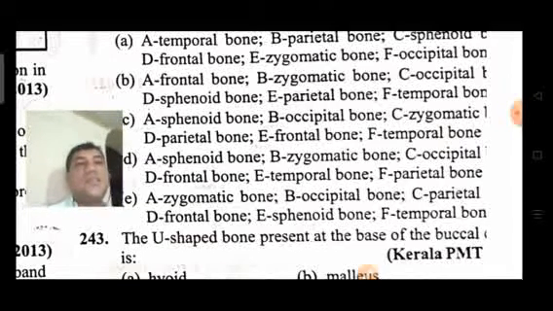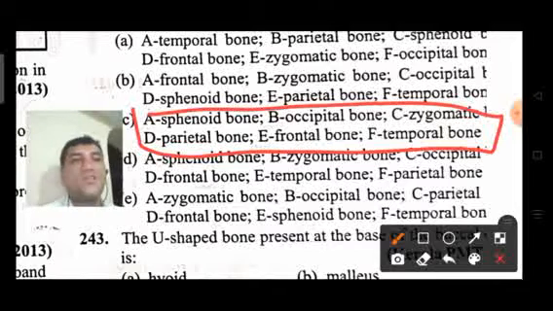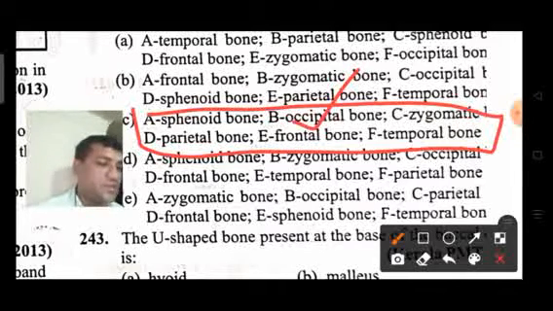For this type of question you need to concentrate on the textbook, because most of the options are given from the textbook only. So here, A can be the sphenoid bone, F can be the temporal bone, E can be the frontal bone, and D can be the parietal bone. Based on this, we can go with option C as the answer for this question.